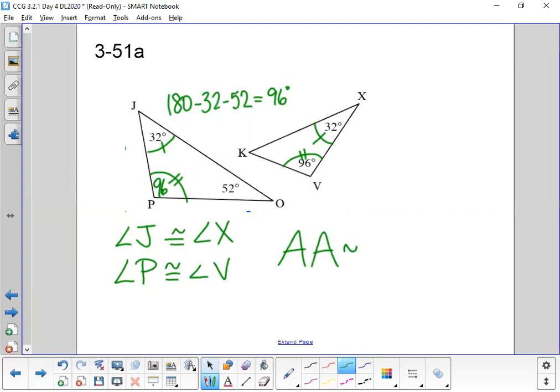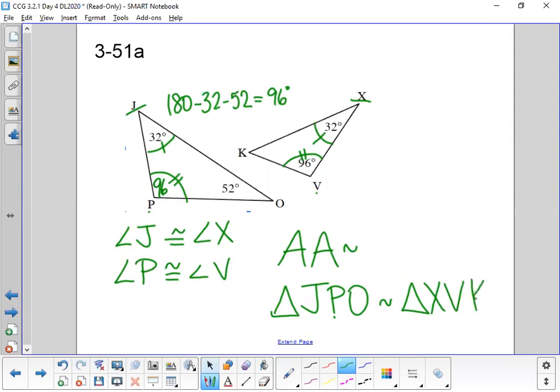And if I were going to write out the triangle similarity statement, I would write triangle, and you can write the first triangle in any order you want. So I'm going to write JPK is similar to triangle. Now, if I write J first, I have to write X first because I need to write them so that the angles are corresponding with each other. If I wrote P second, I need to write V second. And then that leaves me with K for the third one. So that would be my similarity statement.